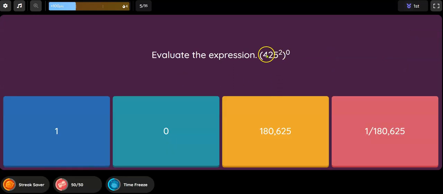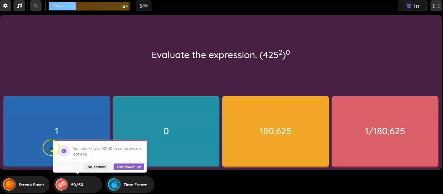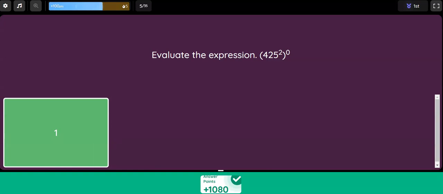In this expression, we're evaluating 425 to the 2nd power, but then we're raising that to a power as well. Anytime an exponent touches parentheses, you distribute. But remember, it's only powers times powers. 425 to the 2nd power multiplied by 425 to the 0 power. Anything raised to the 0 power is 1.